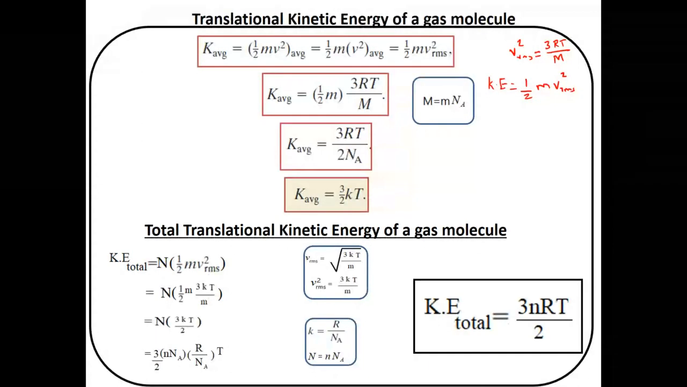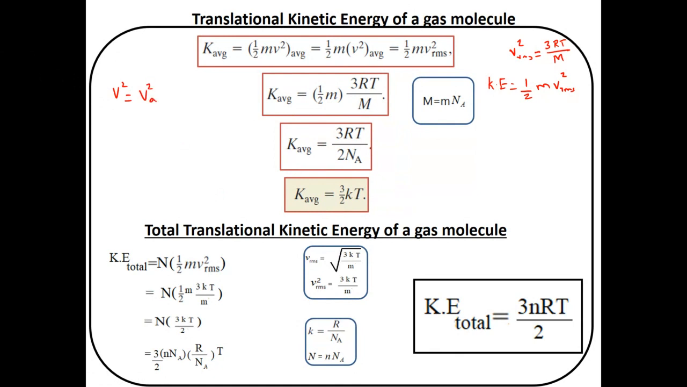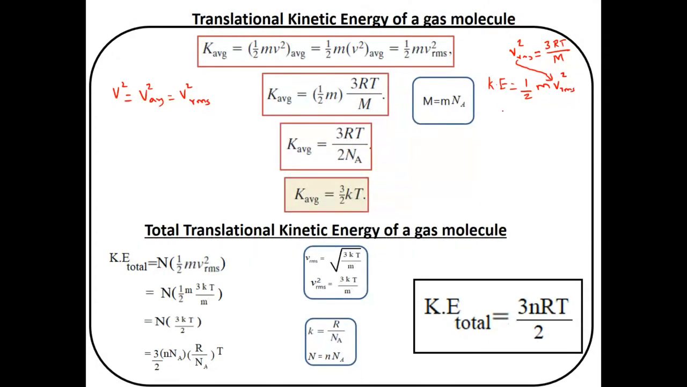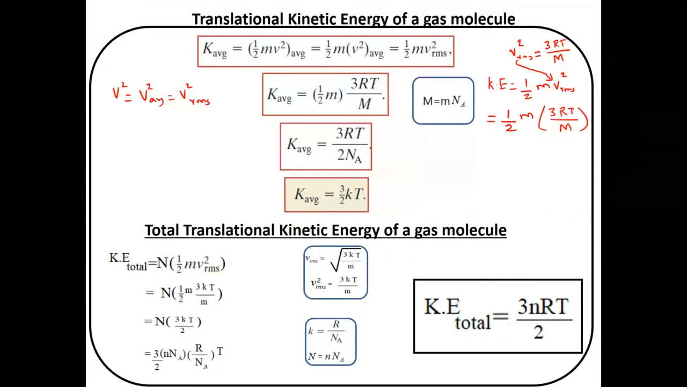Am I right? Because in the previous slides I told you v square, which is equal to v square average, which is equal to v square RMS. So in this place, I am going to take this value and substitute. If you substitute, this equation becomes half m times 3RT over capital M.